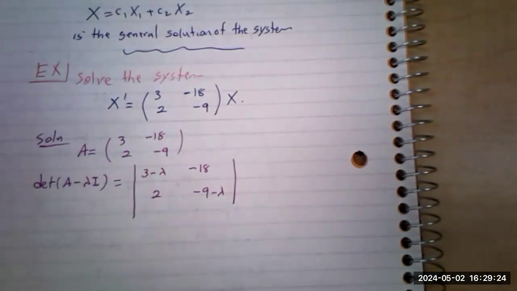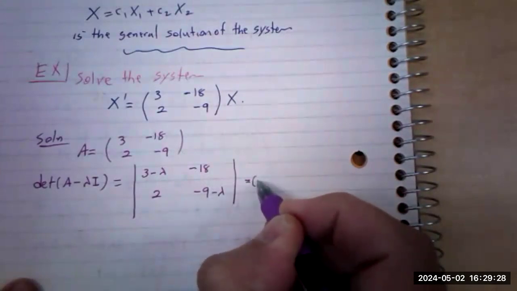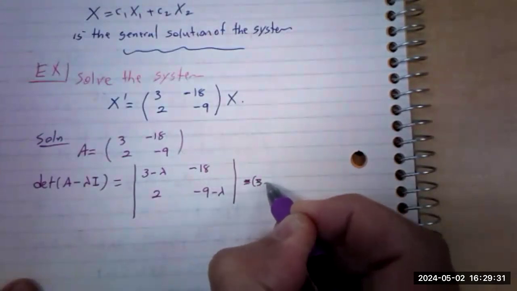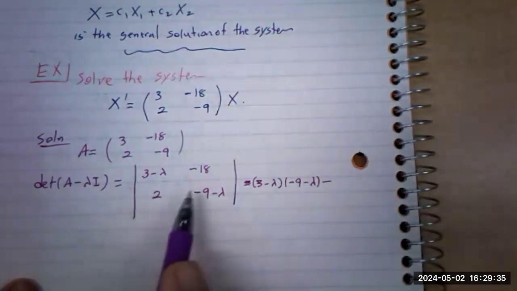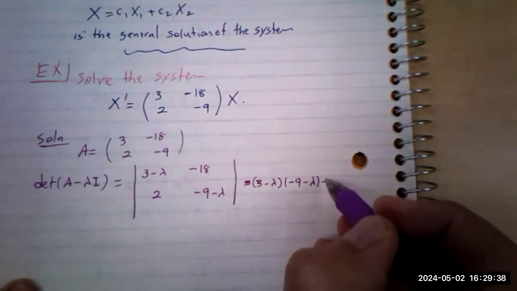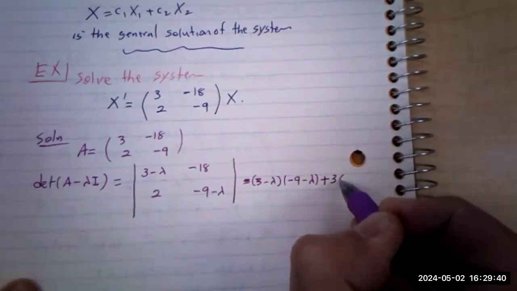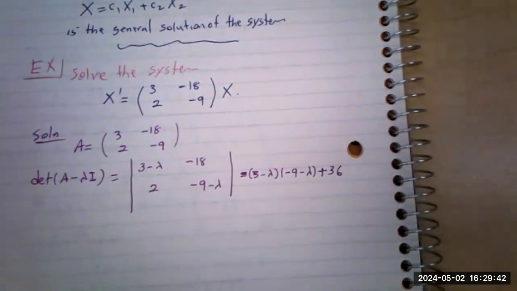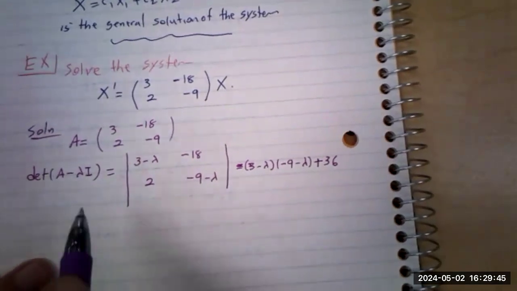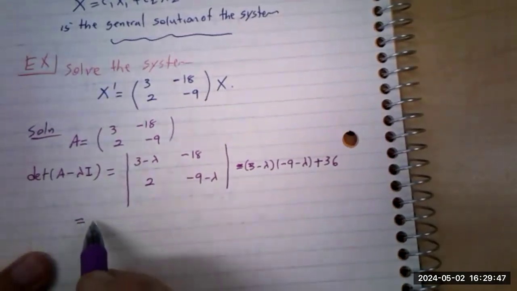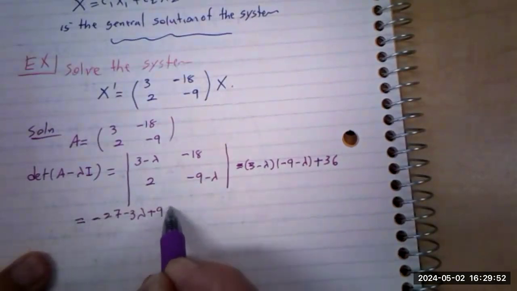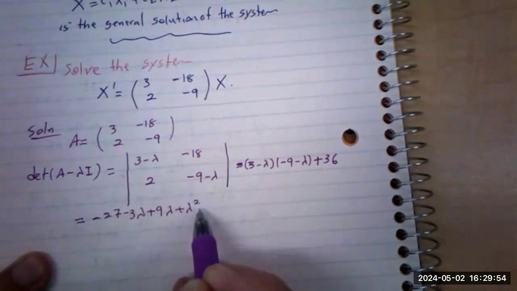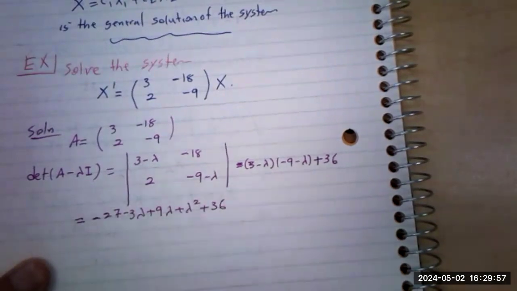So, okay, cross multiply. So that gives you 3 minus lambda times -9 minus lambda, minus 2 times -18, which is -36. There is a negative here, make it positive 36. Make sure you don't miss this sign. So continue. That gives you -27 minus 3 lambda plus 9 lambda plus lambda squared plus 36.